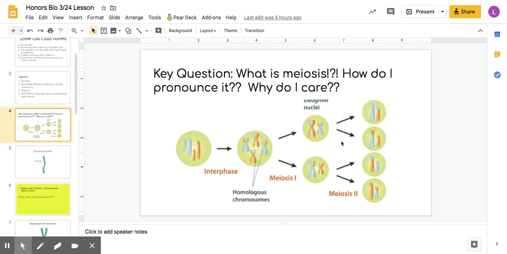So we're looking at meiosis in this chapter. So we want to ask this question: what is meiosis? How do I pronounce it? Is it "meiosis"? No, "meiosis." Why do I care about meiosis? How is this important to my life?